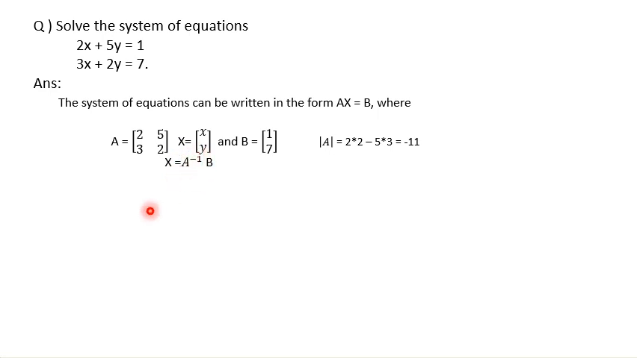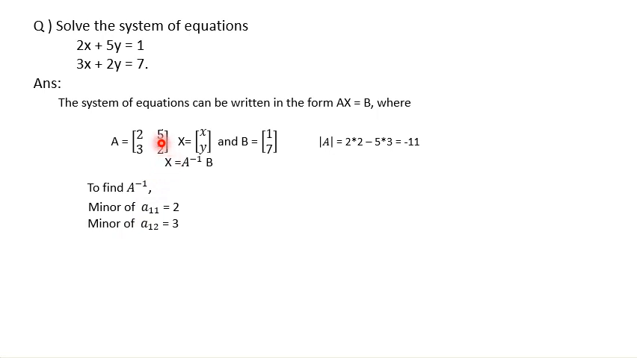Now, we need to find the minor of A. That is, the minors of A11, A12, A21, A22. So, the minor of A11 is found by deleting the first row and first column. Just delete the first row and first column. So, the determinant of the remaining matrix is the minor of A11. Here, the remaining is a 1 by 1 matrix which contains only 2. So, 2 is the determinant of that matrix. So, the minor of A11 is 2.